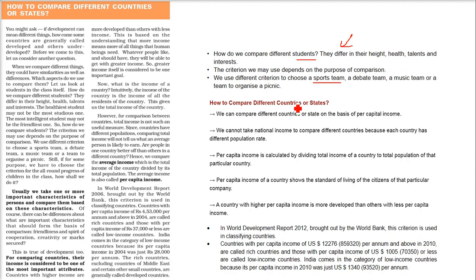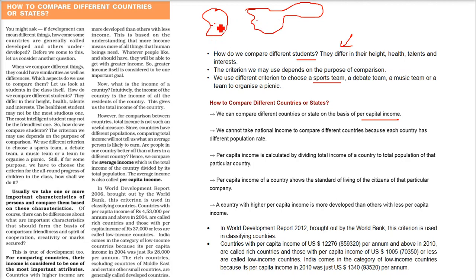So how do we compare different countries or states? The basic idea which comes to our mind is per capita income. We can compare different countries. I'll just give an example. We'll take some examples here. So we are taking some countries. One country is this, the other country is this. So now this country, what is the per capita income? That is how much a single person earns.